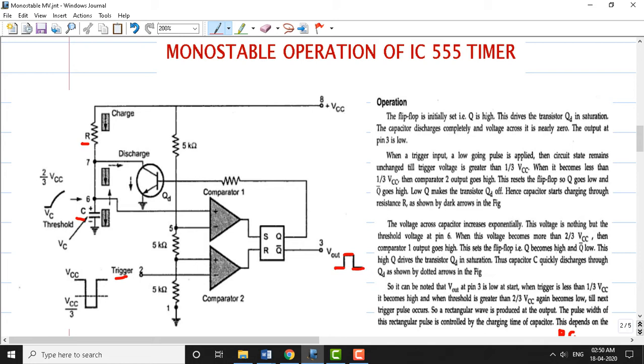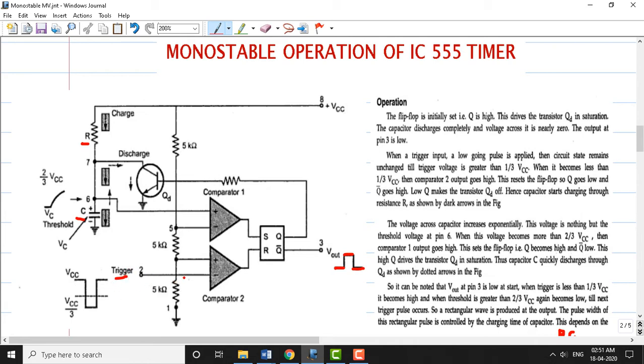Okay, this uses the RS flip flop here. We have already seen the 555 timer internal diagram. The same internal diagram is retained here, but the additional thing is we have one resistor and one capacitor. And here, to operate this in the monostable mode, we apply the trigger input here.